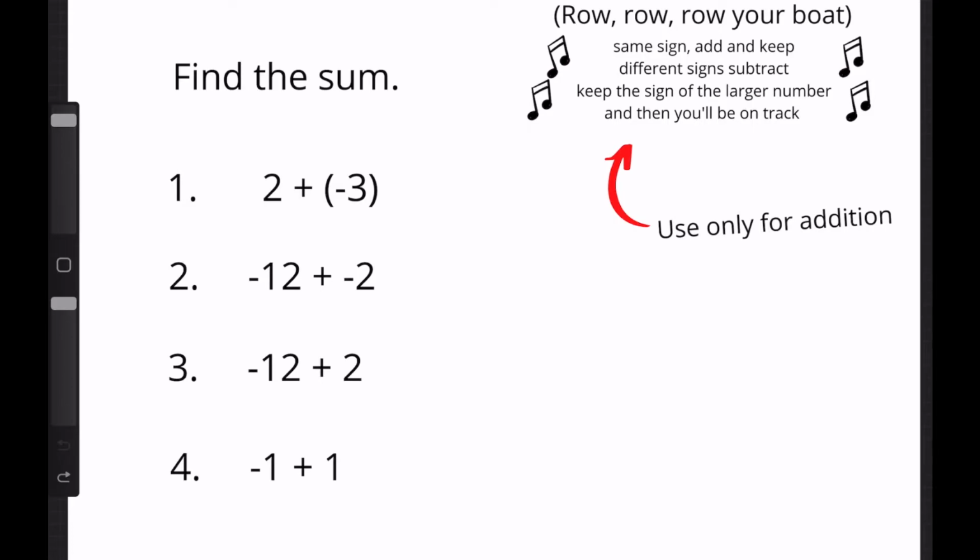And here's how the song goes. Same sign, add and keep, different sign, subtract. Keep the sign of the larger number, and then you'll be on track.